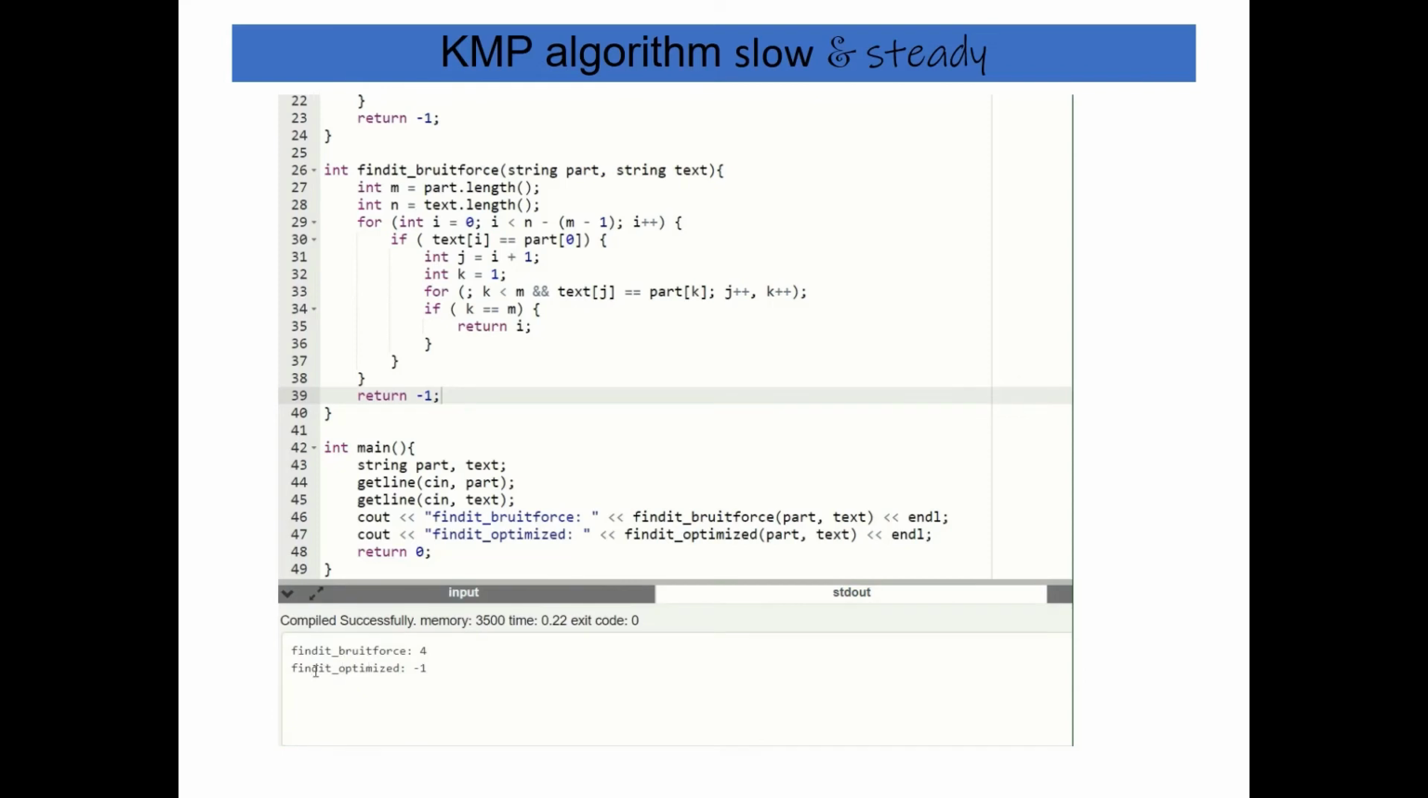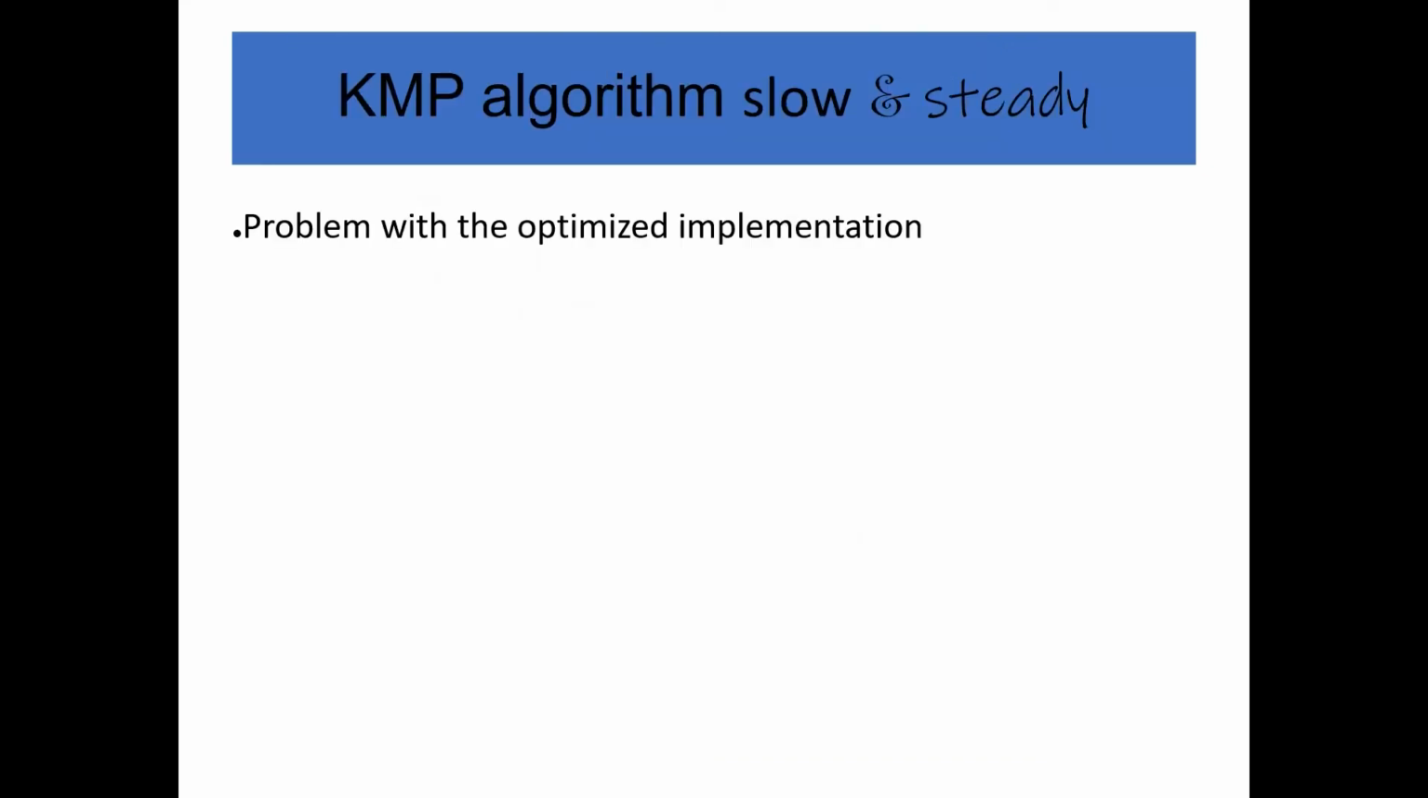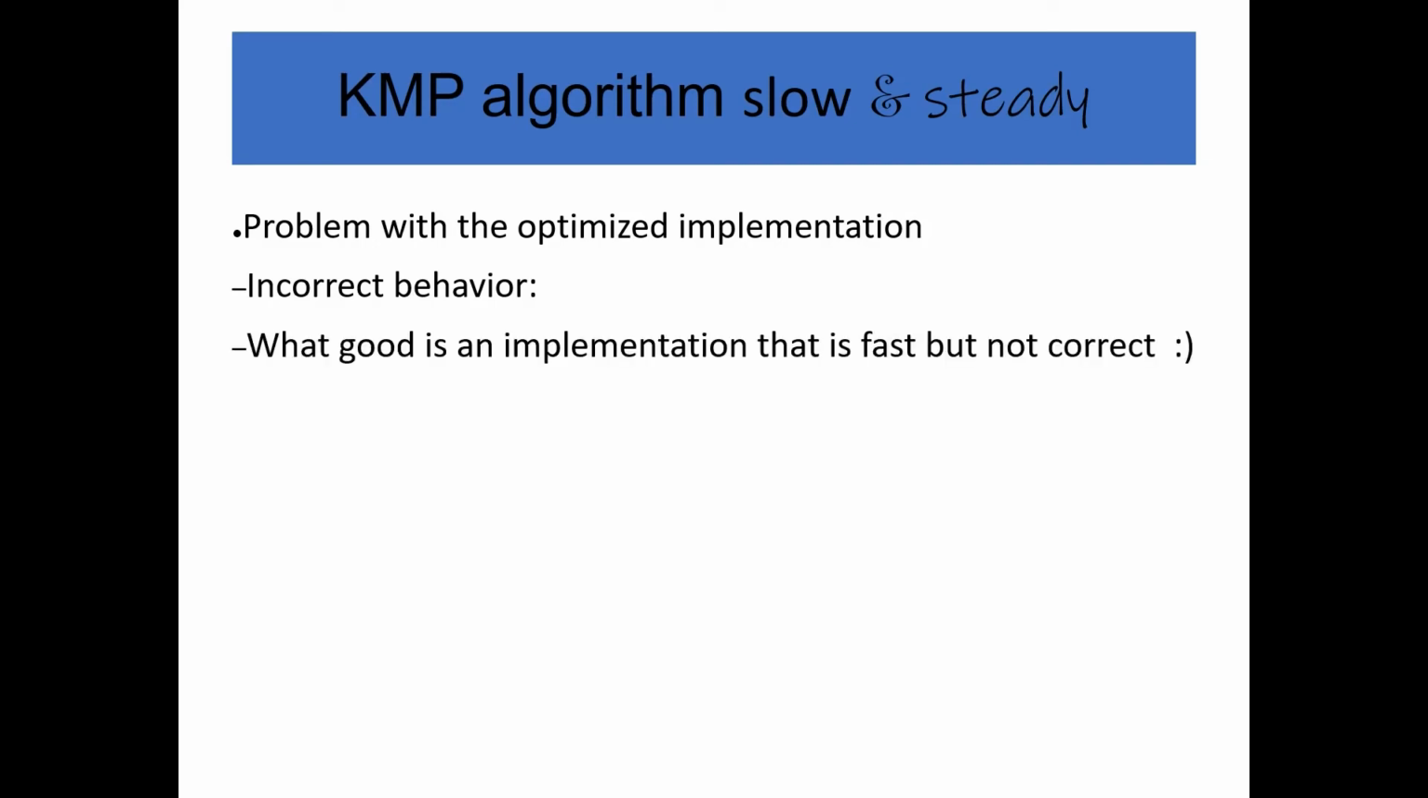However, our highly optimized, intelligent, not thought through and hasty implementation fails. So now we have to get back to the drawing board and stop being lazy here. So we have a problem with the optimized implementation, a minor problem. What is that? We have incorrect behavior.